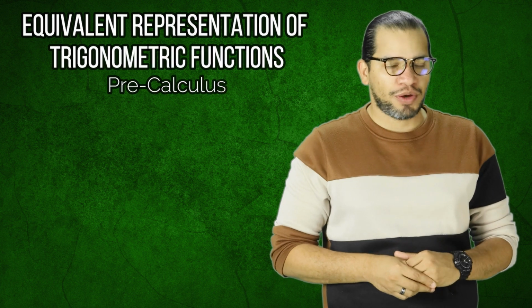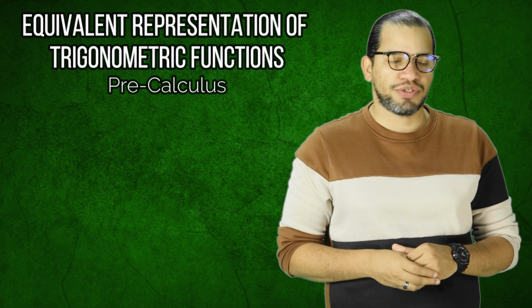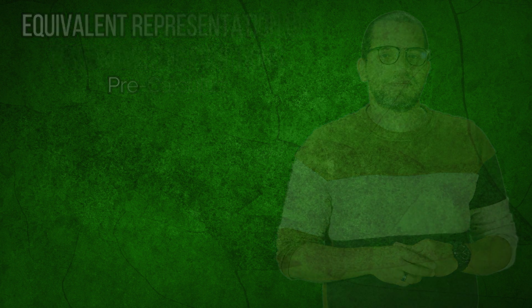In today's lesson, we are going to keep on digging into trigonometric functions, but today's lesson is going to be about equivalent representations of such functions. Let us have in mind the following right triangle with sides a and b and hypotenuse c. According to the Pythagorean theorem, we know that a squared plus b squared is equal to c squared.